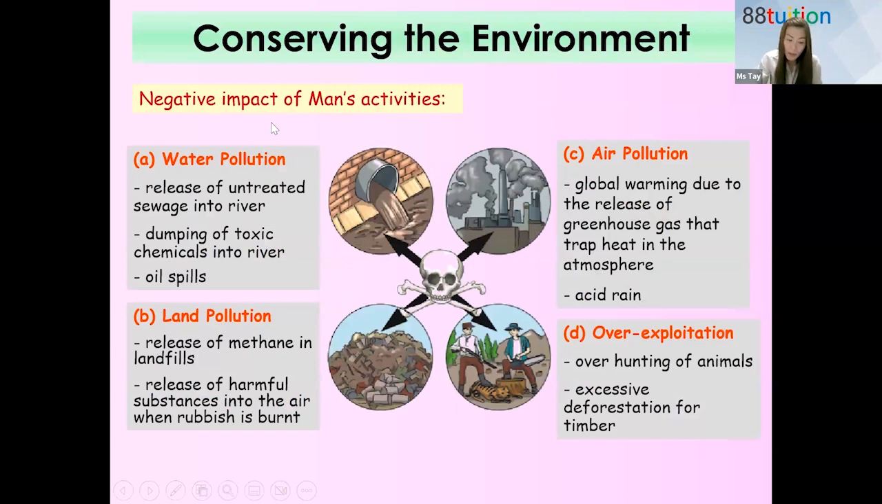Now, conserving the environment, negative impact. We talk about pollution. We talk about overexploitation. This is nothing new. This is exactly what you learned in P6. For example, water pollution is the dumping of toxic chemicals, release of untreated sewage into rivers, and oil spills. Another important one is land pollution. We know that it's due to the throwing of rubbish that is non-biodegradable, etc. So what is this release of methane in the landfill?